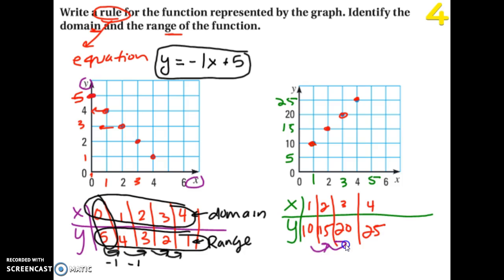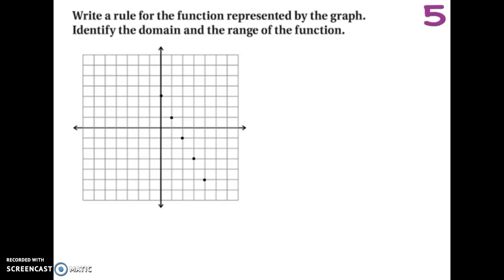So our pattern to get from one number to the next, we're going up by 5s. So our equation is y equals 5x. But there's no 0 in our table, so we need to go backwards. Instead of adding 5, subtract 5, and we should be at 5. So in our table, x is 0, y is 5. So 5x plus 5. All right, we've got this one.